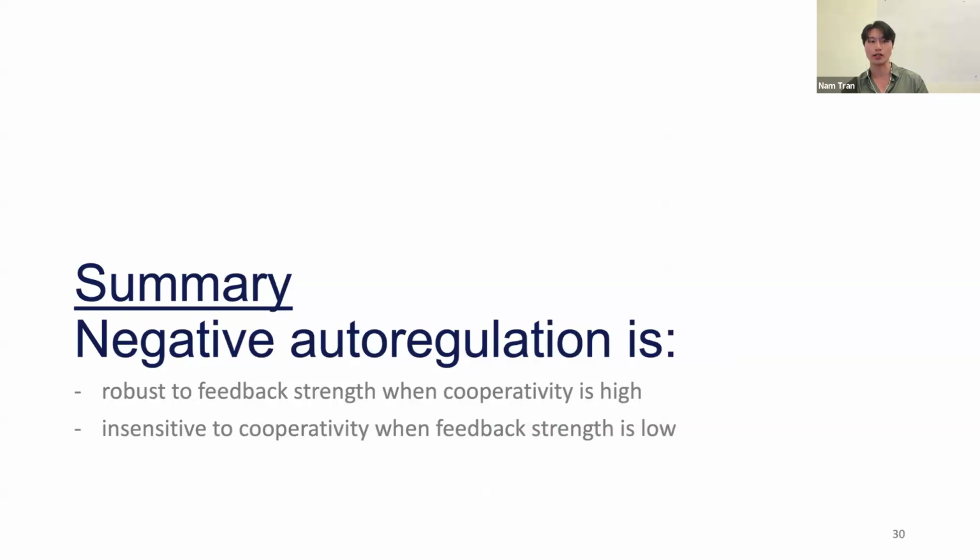So negative autoregulation, as a summary, is robust to feedback strength when cooperativity is high, and it's insensitive to cooperativity when feedback strength is low. So these are the two deductions we've made just from that sensitivity tool.